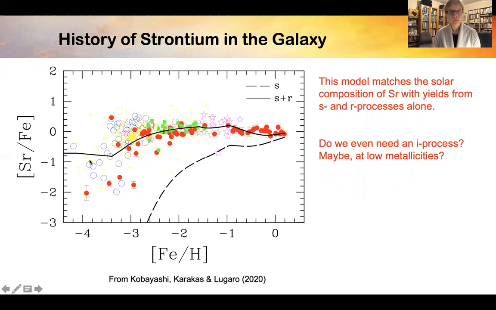We have lots of observations for strontium. It's an element that's fairly easy to measure. And we have strontium to iron for these observational data points. Then we have our S plus R contribution. A few key things. This model matches the composition of strontium with the yields we have. We don't need any other sources. Sometimes there's this light element primary process, don't need it. We don't need an I process. But maybe it could be important at low metallicities where you notice there is some considerable spread.